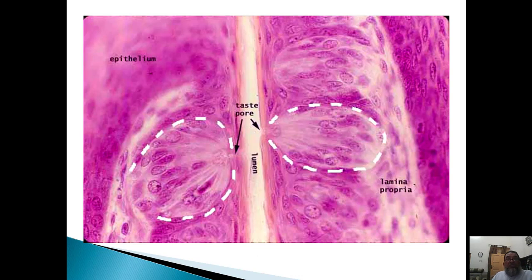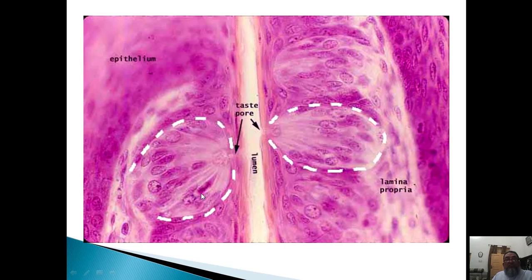This is again a larger microscopic picture, histological H&E stain. Now in this, you see the lumen of the trench of the circumvallate papillae, and these are the taste pores through which secretions are poured. When the food particle comes there, it will touch and stimulate the gustatory cell epithelium. So these are the taste buds.